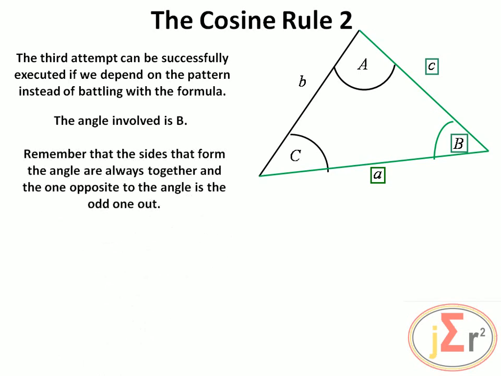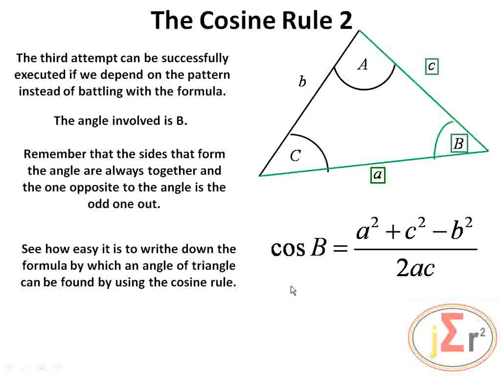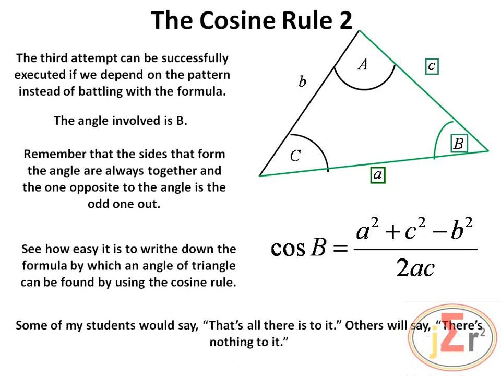And the angle that we're going to be finding is B. Remember that the sides that form the angle are always together, and the one opposite to the angle is the odd one out. No problem with that. We have A squared plus C squared, and then minus the odd one out, which is the one that is not a part of the vertex, and that is over 2AC, and of course AC, as we have just said, are the two sides that form the angle. See how easy it is to write down the formula by which an angle of a triangle can be found, of course by using the cosine rule.